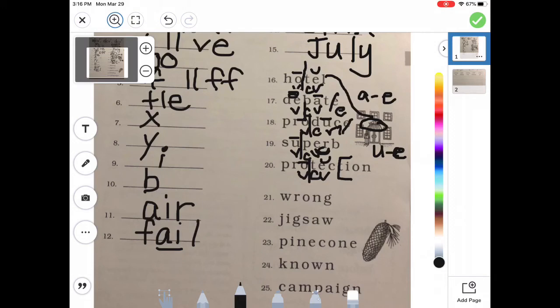I've got an O in front of an N, so it's going to be short. What else do I have? I've got that WR, my ghost digraph, because that W is silent. And then over here, what else do you have? I've got that NG that goes together. So wrong. Wrong. Very good. All right, what about our next word?